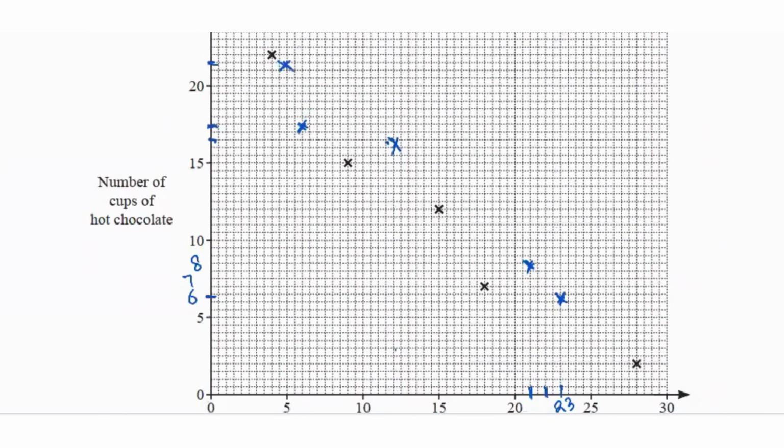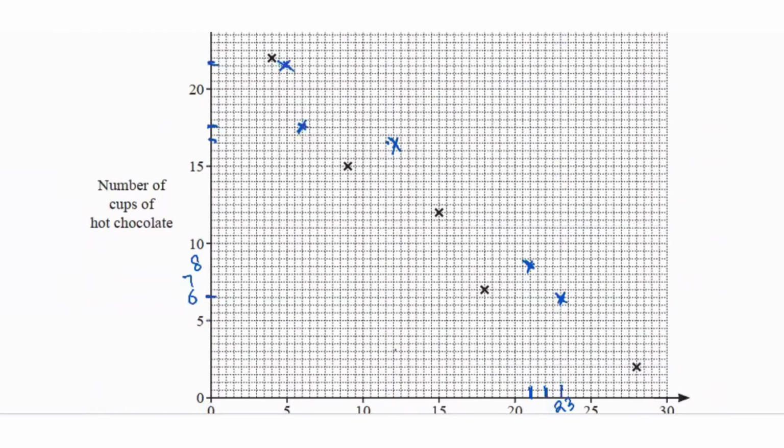So for 17 degrees, first let's draw a line. So the line of best fit is that line which has the same number of points above it and below it. So if we start with this one, we have 1, 2, 3, 4 points beneath it and 1, 2, 3, 4 above it. So this is our line of best fit.